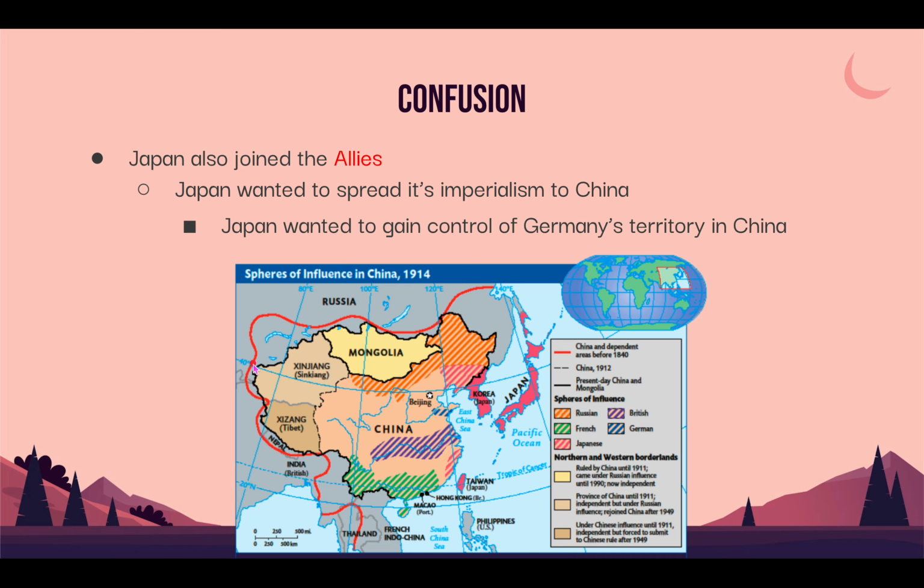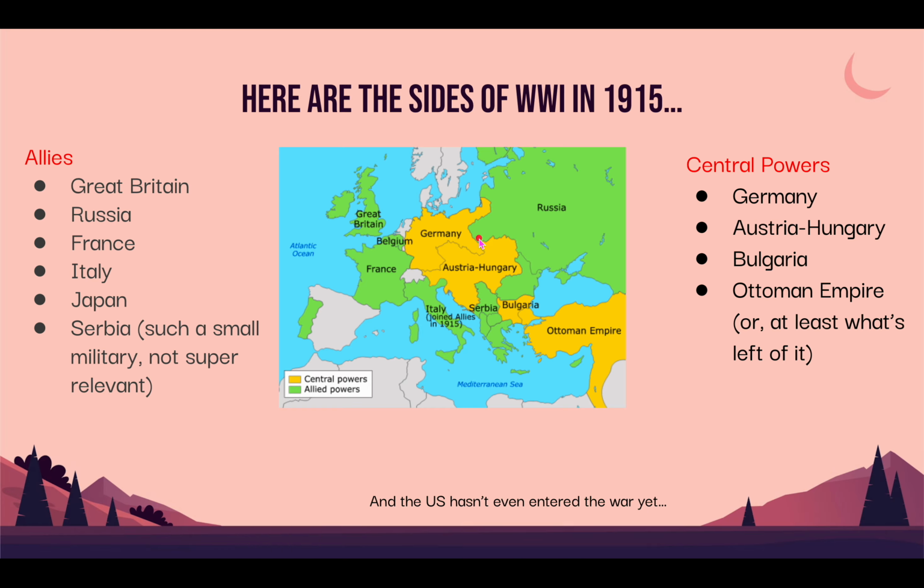Japan also wants to get in on the action. So Japan wants to join the Allies. Japan really wants to spread its imperialism to China, which, as you can see, is pretty close to Japan. And Japan also wants to gain control of Germany's territory in China. The German territory in China is right here. Although it's just a little piece of land relative to all the other colonies, it is by the East China Sea and it's very close to Beijing, which is a very important city.